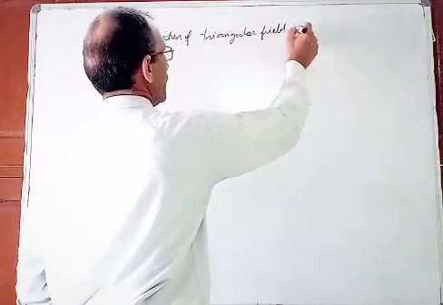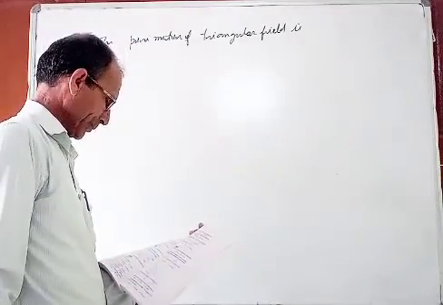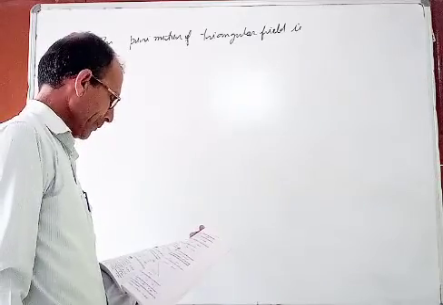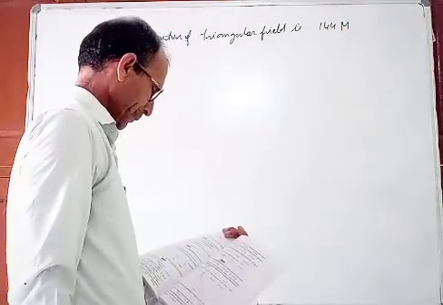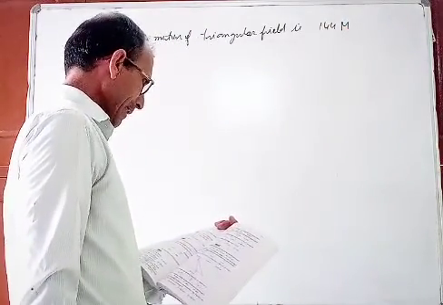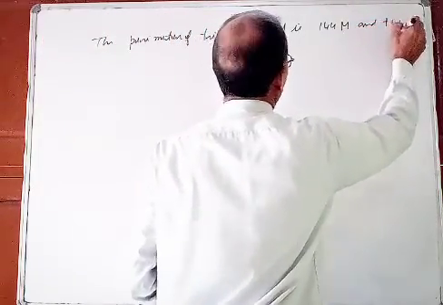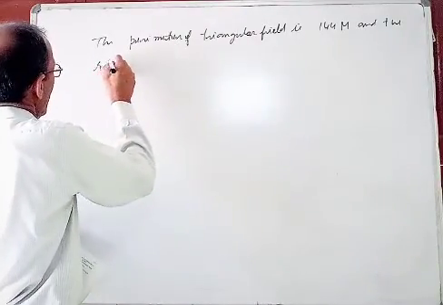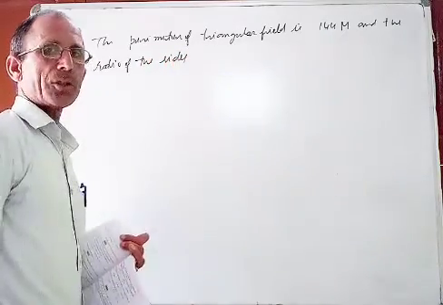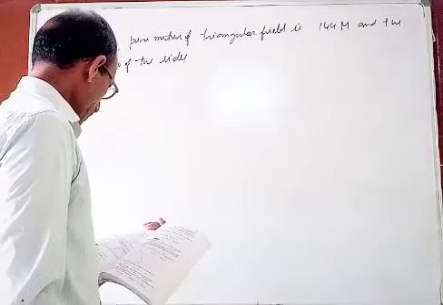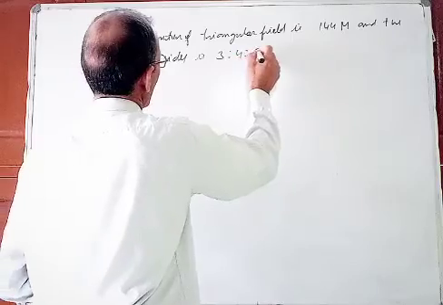The perimeter of a triangular field is 144 meter. Sorry, 144 meter, this is perimeter, not area. The sides are in the ratio, and the ratio of the sides is given. So what is the ratio? The ratio of the sides is 3:4:5.